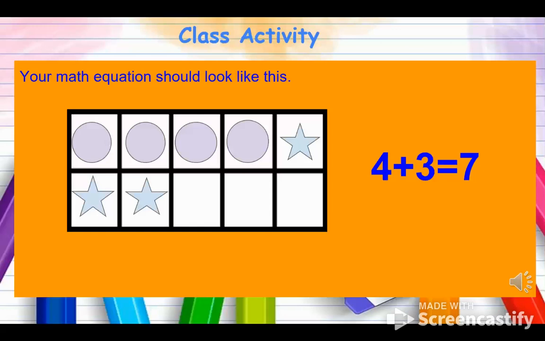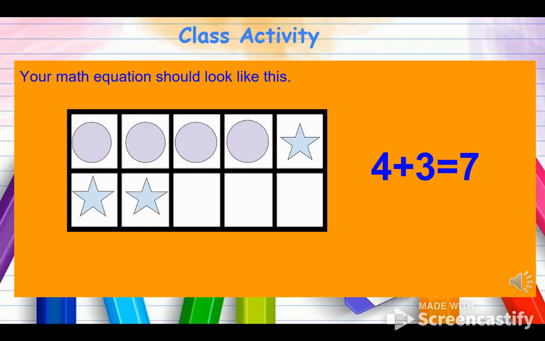All right, I hope you had enough time to go ahead and get that done. So your paper and your equation should look just like this. You have your 4 circles and your 3 stars, and then that would represent 4 plus 3.